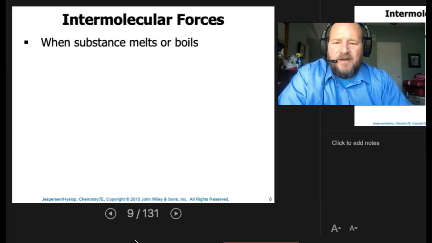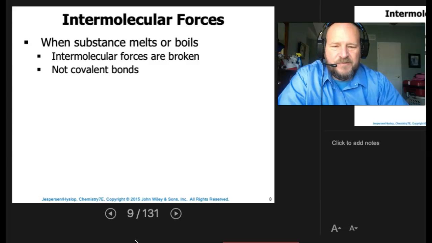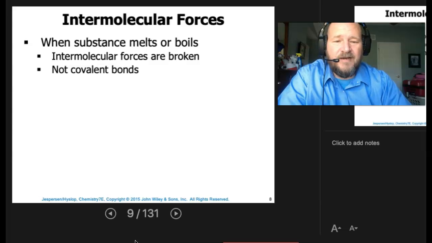When substances melt or boil, their intermolecular forces have to be broken. Okay, not the covalent bonds. In other words, we can't boil the hydrogen out of water, but we can boil water out of water, right? And it makes steam.